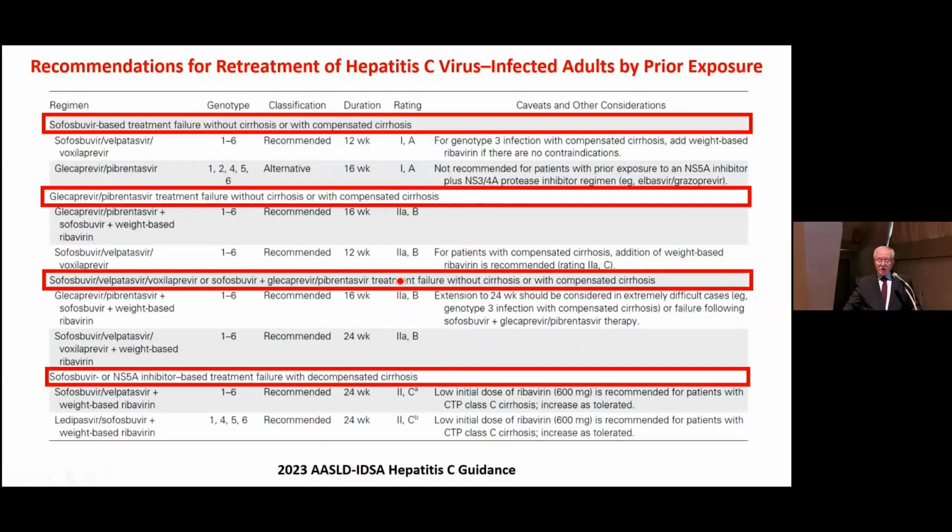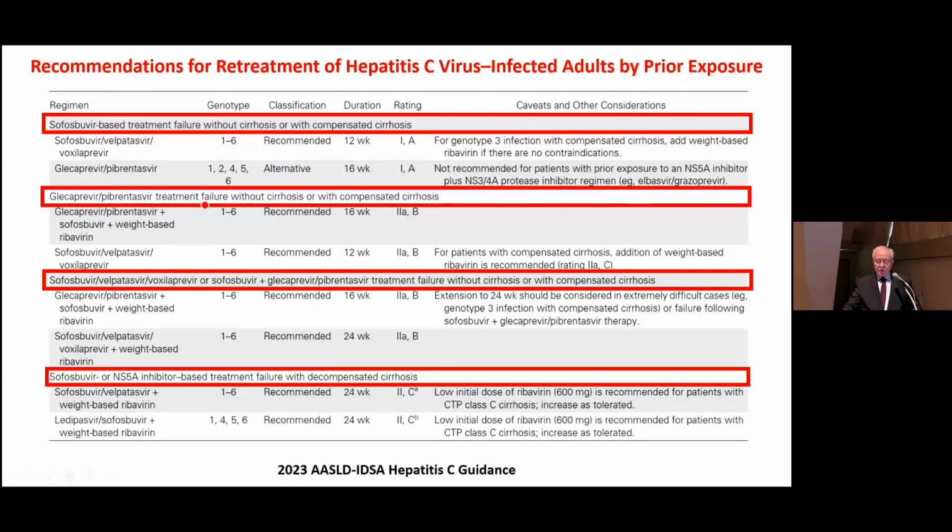Recommendation for retreatment of hepatitis C virus-infected adults by prior exposure. Sofosbuvir-based treatment failure without cirrhosis or with compensated cirrhosis: sofosbuvir, velpatasvir and voxilaprevir, pangenotypic, for 12 weeks. For example, for genotype 3 infection with compensated cirrhosis, we have to add weight-based ribavirin if there are no contraindications. Glecaprevir, pibrentasvir, again, genotype 1, 2, 4, 5, 6, can be given 16 weeks. Not recommended for patients with prior exposure to NS5A inhibitor plus NS3/4A protease inhibitor regimens.